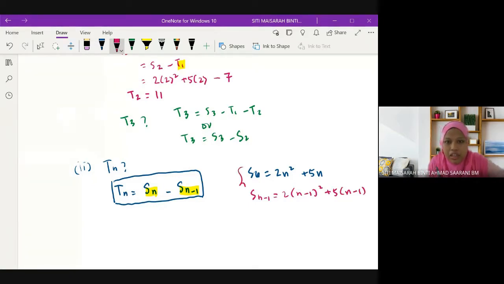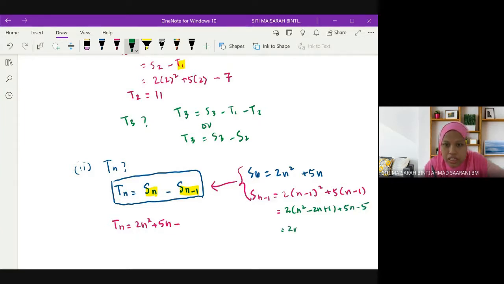Then substitute into Tn equals Sn minus Sn minus 1. So we get Tn equals 2n square plus 5n minus Sn minus 1. You can expand and simplify Sn minus 1 first. Let's simplify it first, then we get 2n square minus 2n plus 1 plus 5n minus 5.